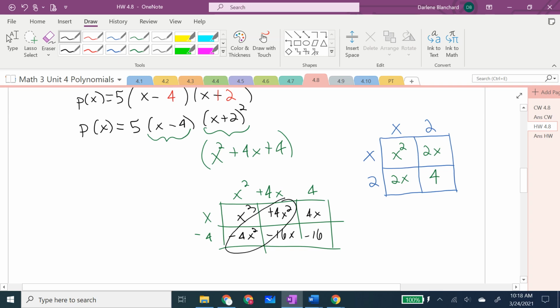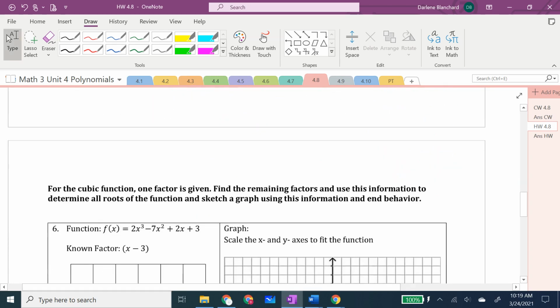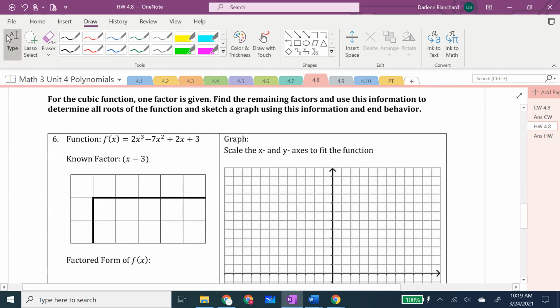So adding like terms, that's going to be 0. But I've got an x cubed, a minus 12x, and a minus 16. The only thing I have left to do is distribute the multiplication of 5 through, and I'm going to leave that for you to finish. Okay, this one.